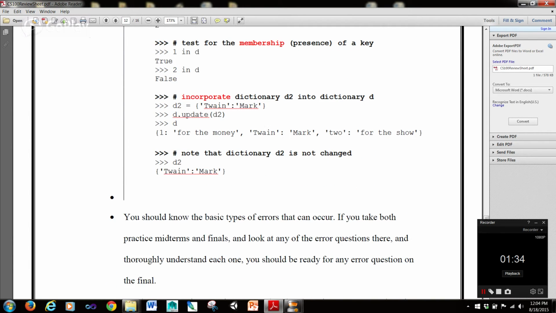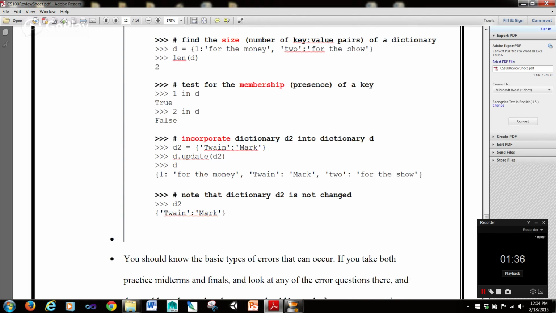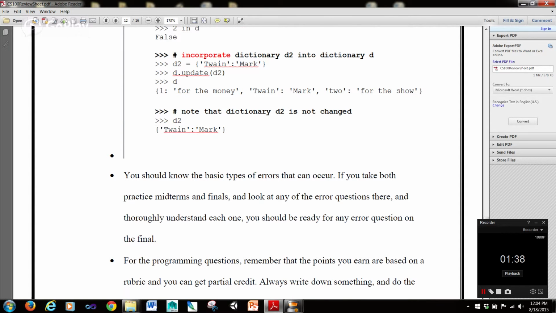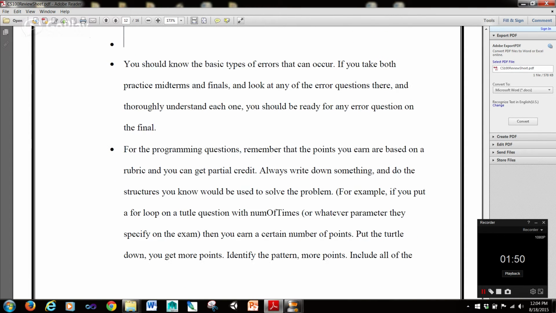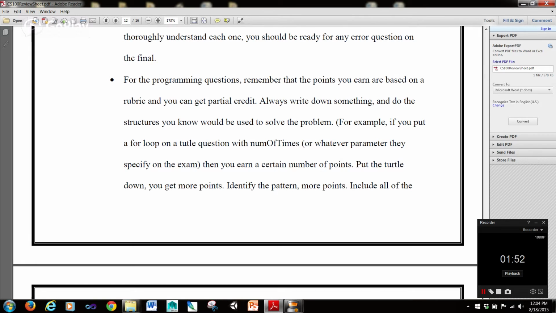Now, more things you can do with dictionaries. Another snapshot from the slides. You should know the basic types of errors that can occur. If you take both practice midterms and finals, look at any of the error questions there and thoroughly understand each one, and you should be ready for any error question on the final. For the programming questions, remember that points are earned. A little typo there, sorry. The points you earn are based on a rubric, and you can get partial credit.